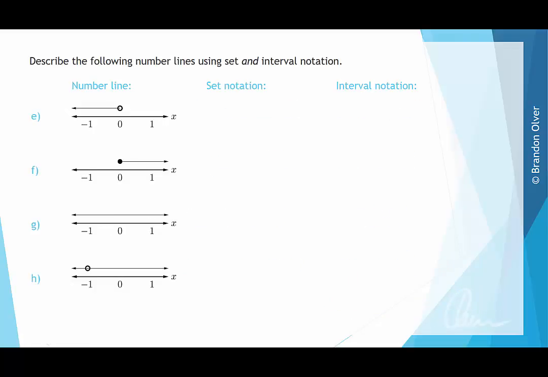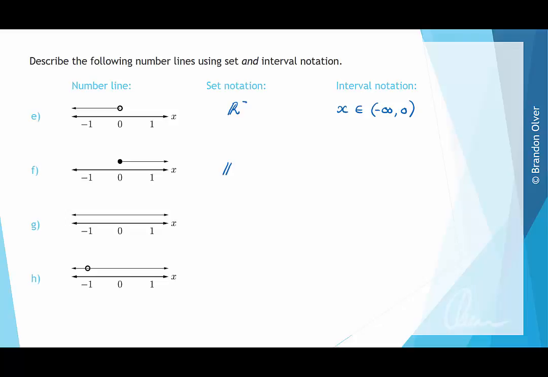So for E, you can see we go from negative infinity all the way through to 0, and now in set notation, we can represent that as all real numbers that are negative. So reals and then a superscript minus says all negative real numbers. For interval notation, we'd say x is an element of negative infinity to 0, not included because it's an open circle.